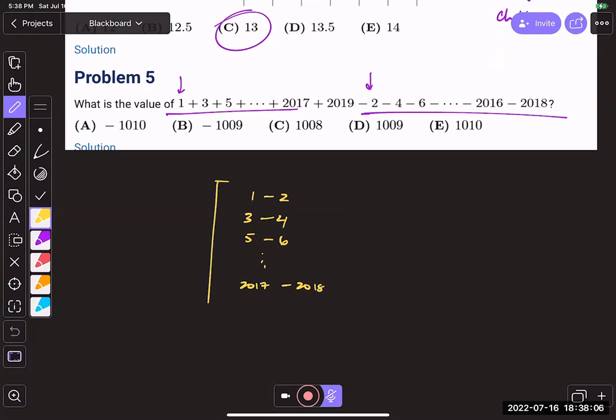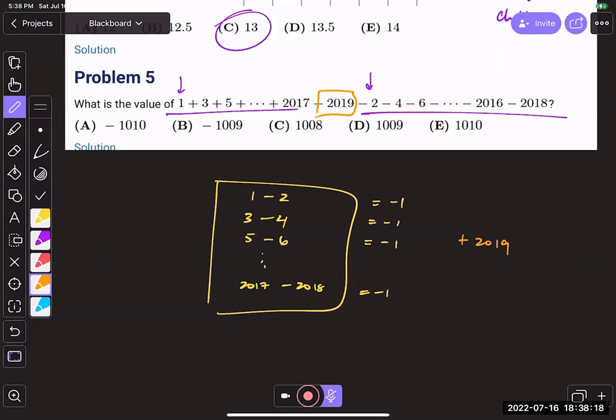So the idea is each one of these is a sum of, well, negative 1, right? Each one of these is a negative 1. But you also have to add the 2019 at the end, because there's an extra one. Exactly, because there's one extra 2019 here, so we need to add that in at the very end. So now the question is, well, how many numbers are there here? How many negative 1s are there? That's a really important question that we have to answer. So how many are there?